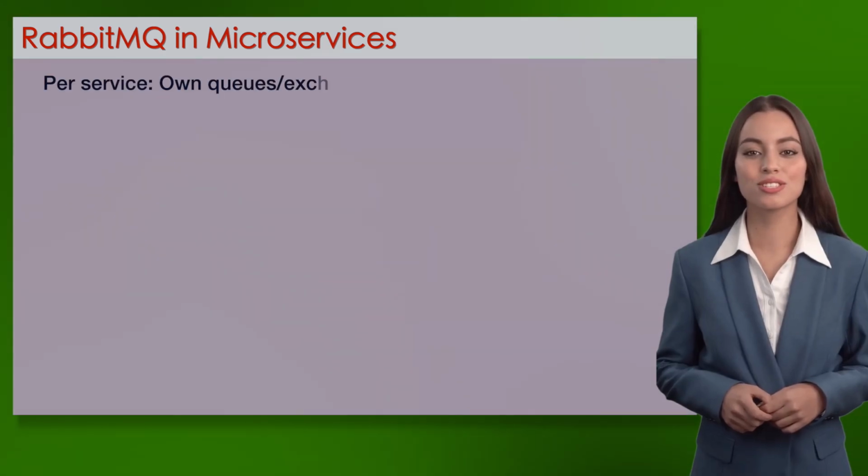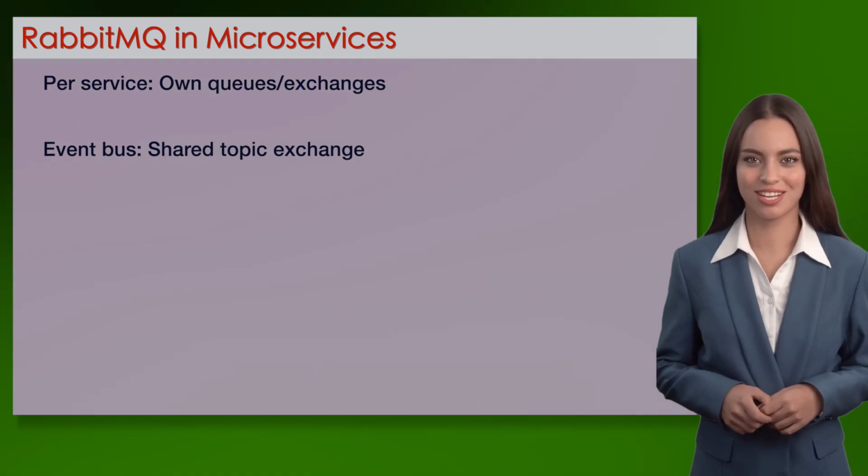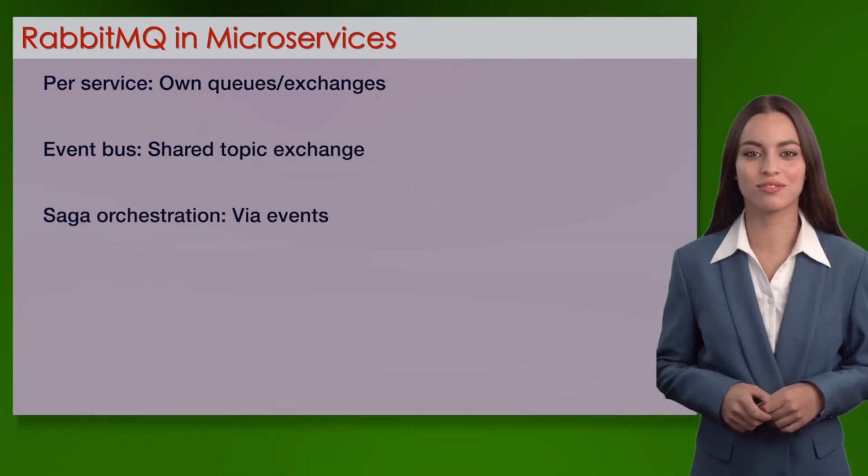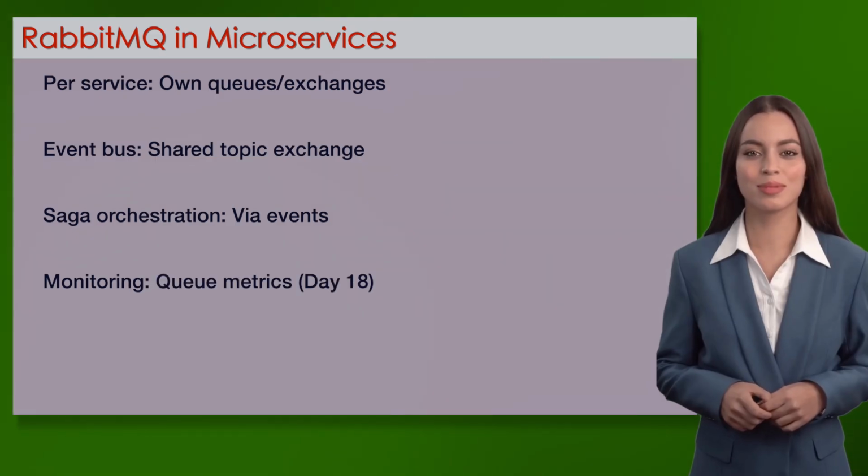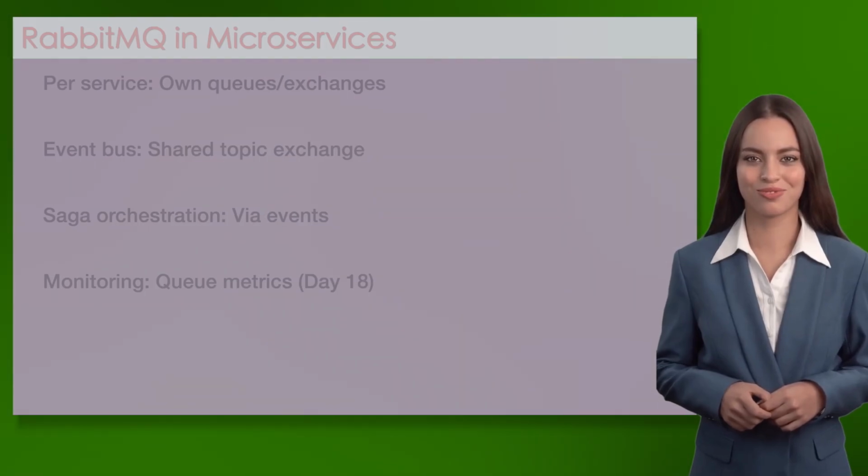Each service can own its queues and exchanges for isolation. Use a shared topic exchange as an event bus for cross-service events. Orchestrate sagas via published events and compensating actions. Monitor queue depth, consumer lag, and message rates with day 18 tools.